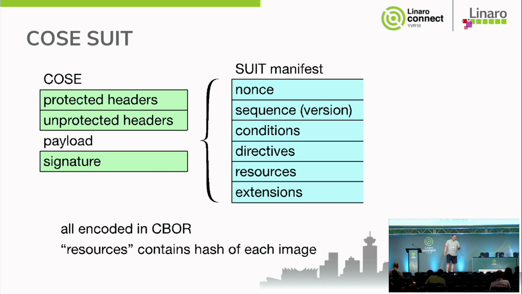The current manifest has some stuff in it about nonces and sequences, conditions, directives, resources, which are slightly more complicated ways of saying the same things we just talked about in the other manifest. There's hashes of the images, and there's version dependency. And then there's all kinds of complicated stuff in there that we wouldn't really want in a real simple bootloader like we have.